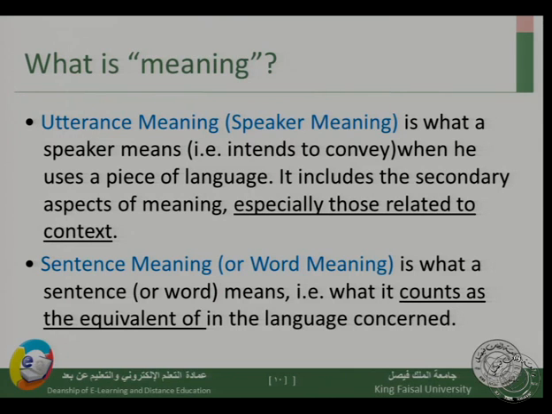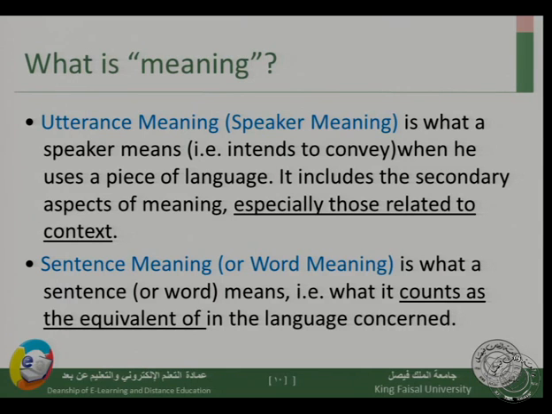This use includes the secondary aspects of meaning, especially those related to context, the situation where the communication is taking place. We are taking these aspects of meaning that might not be looked at if we don't have the intention of the speaker in mind. So, utterance meaning or speaker meaning is what a speaker means when he uses a piece of language. This is the first definition.